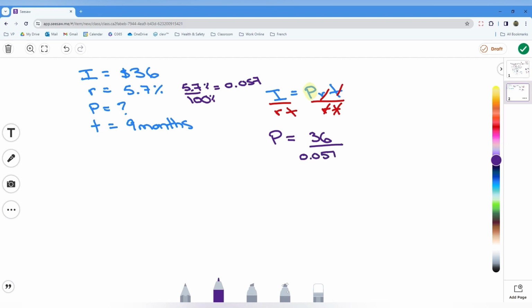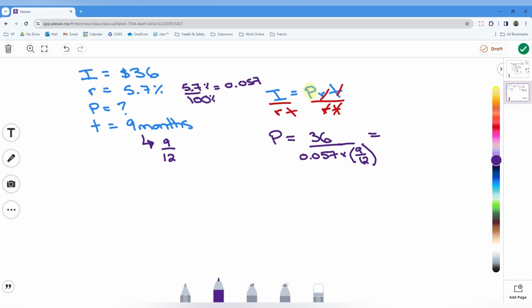So now I can put that into my formula for rate. I'm going to multiply that by my time. But again, time needs to be in years. So the way to put this into years is to divide by 12 months, because there are 12 months every year. I'm going to leave that as a fraction so that I get an accurate answer.